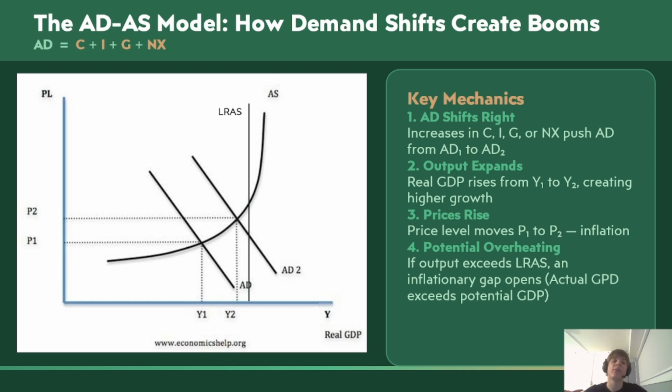Aggregate demand equals consumption plus investment plus government spending plus net exports. Here you can see the model. On the vertical side is the price level, and the horizontal side is real GDP.